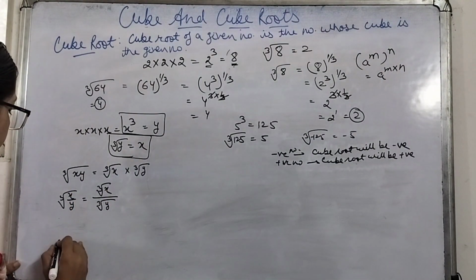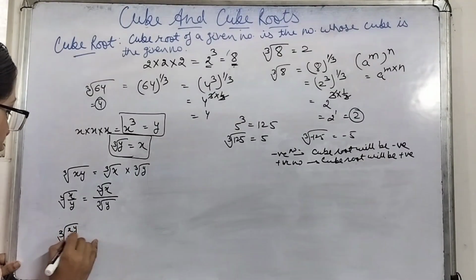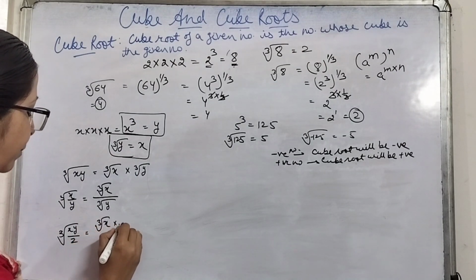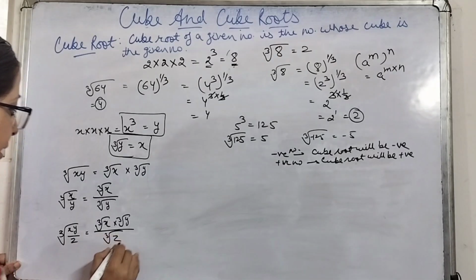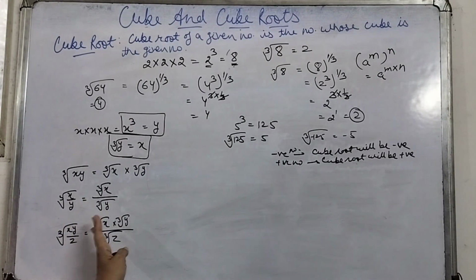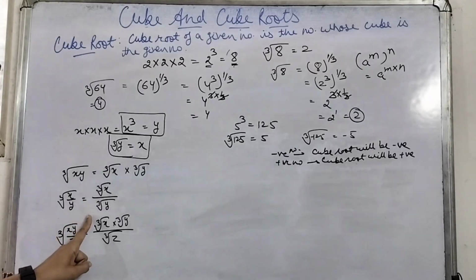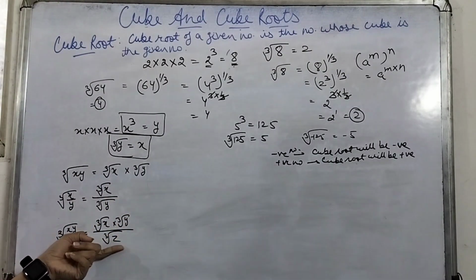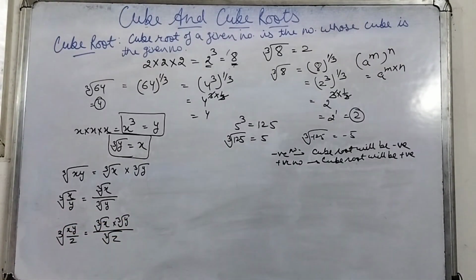Similarly, if it is, say, cube root of x y over z, then it could be written as cube root of x multiplied by cube root of y divided by cube root of z. This is how we can solve it separately and then multiply. Individually we can find the cube root of x, of y, and of z. Then whatever values come, we will multiply and divide them.